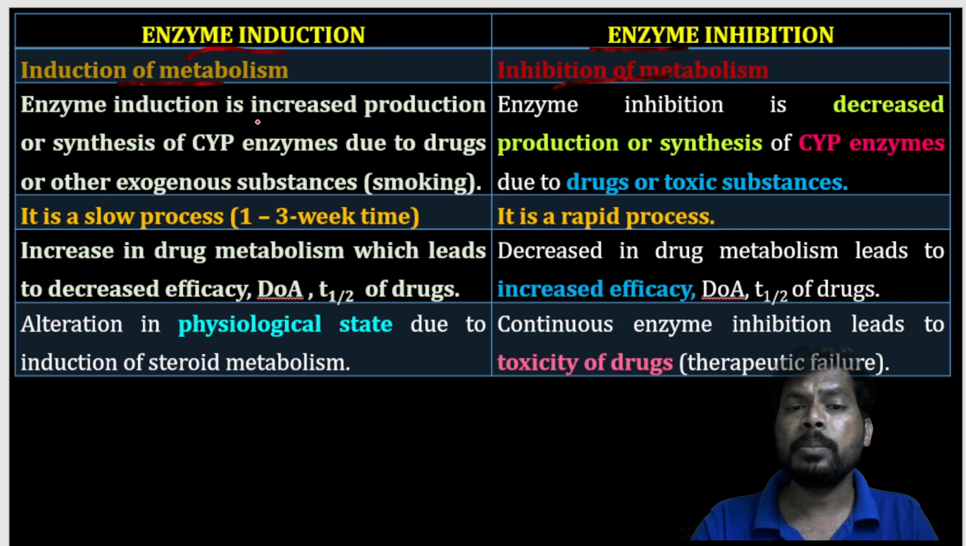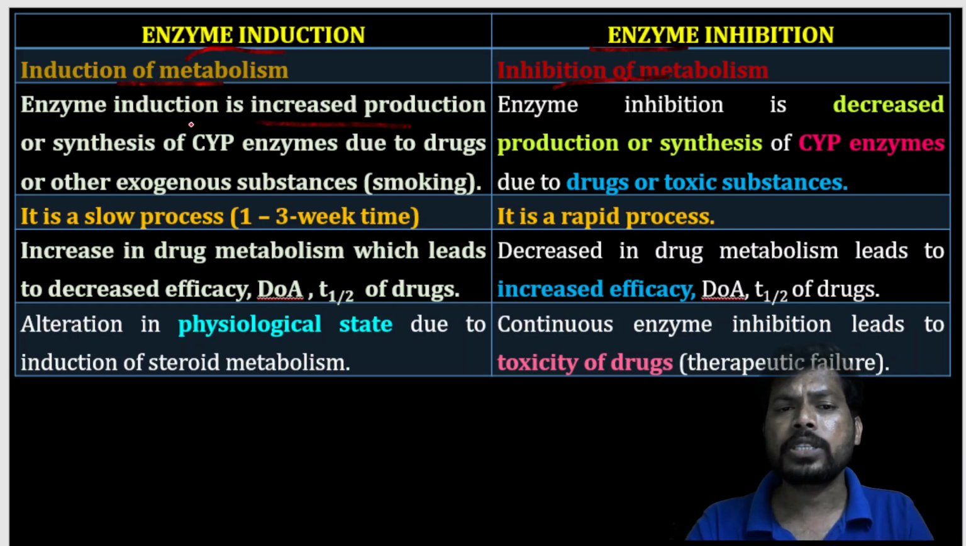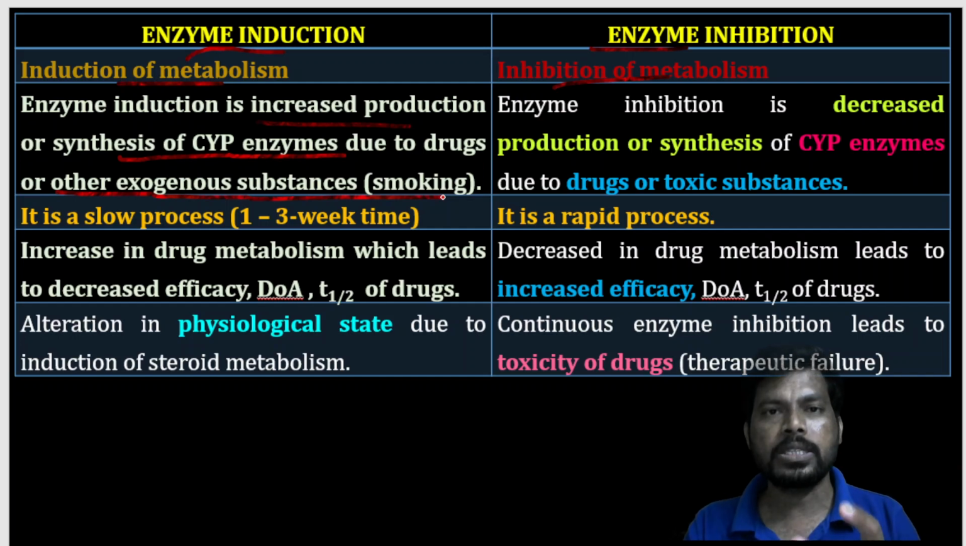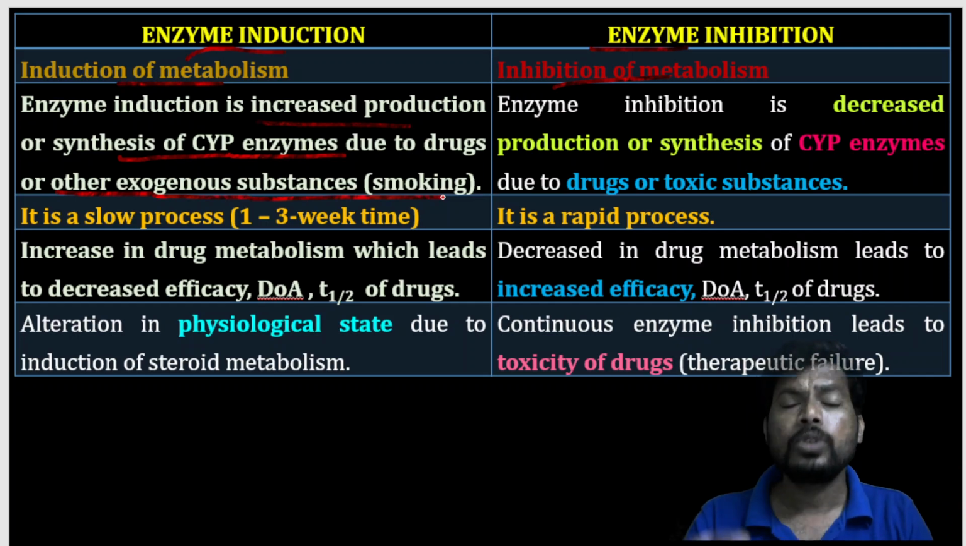So enzyme induction is increased production of liver enzymes, or synthesis of CYP enzymes, due to drugs or other exogenous substances, such as smoking. Here enzyme induction is a process of increased enzyme levels, an increase in production or synthesis of liver metabolic enzymes. Especially some substances like smoking may increase the liver enzymes.